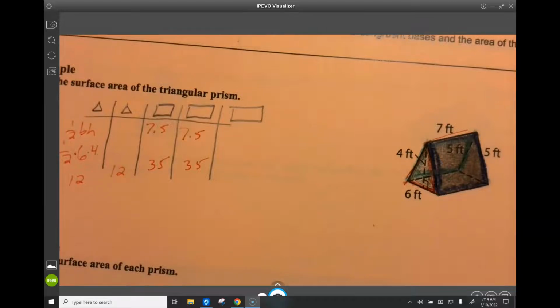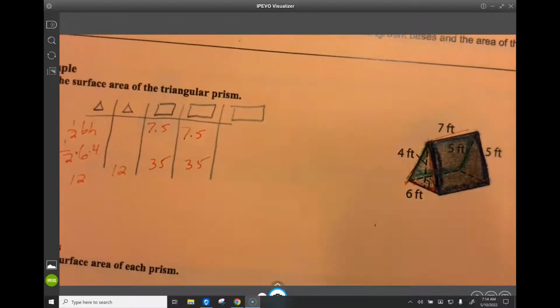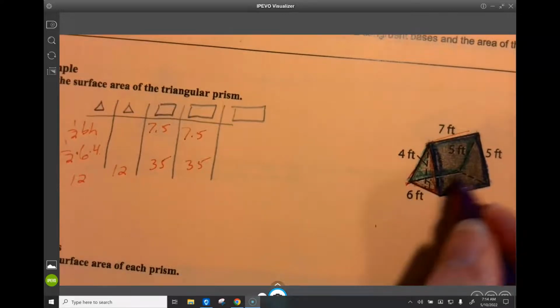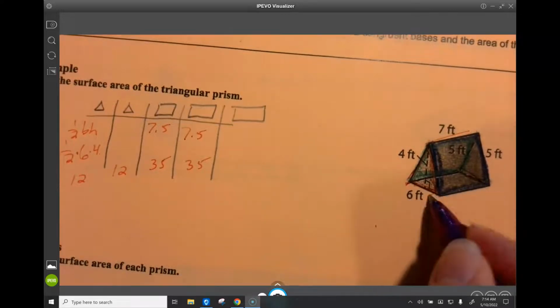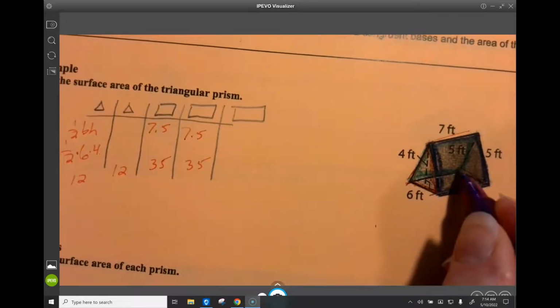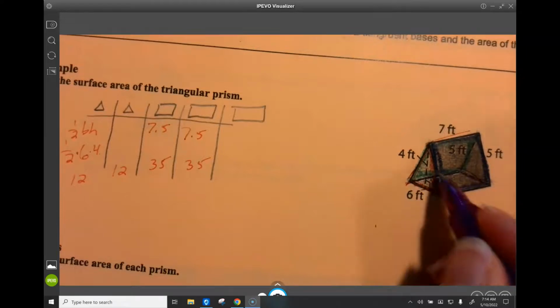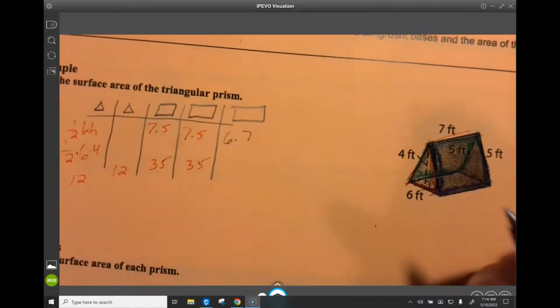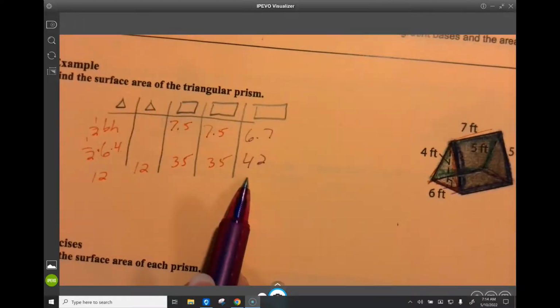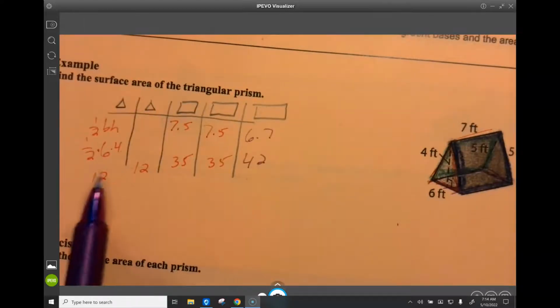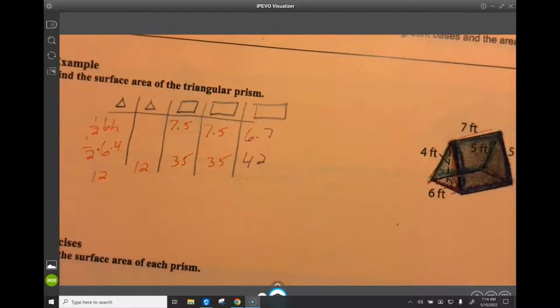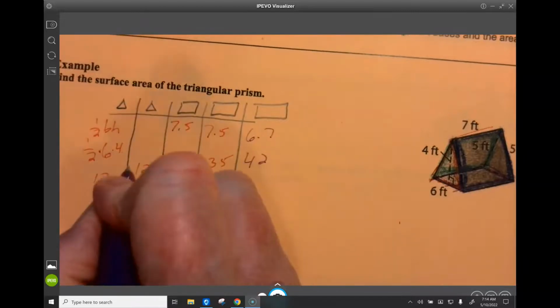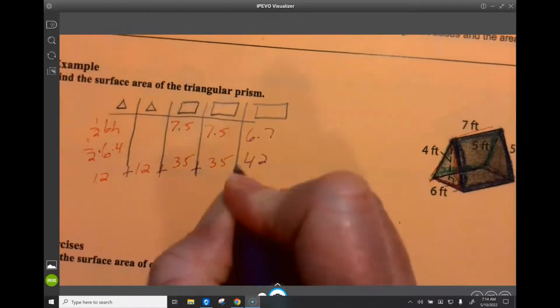Then we have that bottom one. I have this rectangle right down here. See that rectangle? What is that rectangle? Well, it's a 6 by 7. So that's 42. And we're just going to add all those together, just like we did with the prism. Pull out your calculator, and you're just going to add all of these together.